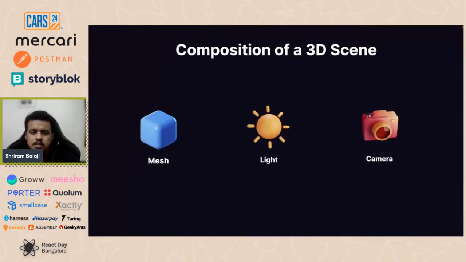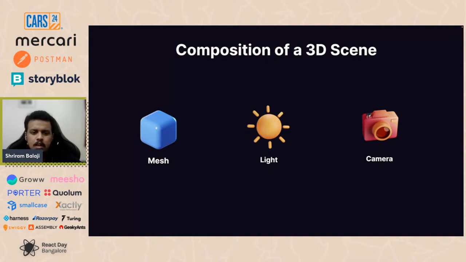But when it comes to a 3D scene, there are three important things: the mesh, light, and camera, right? Understanding what these are is fundamental to understanding 3D in general, and this is not specific to just the web. People in game dev may understand this better. But if you're into any 3D tooling or anything that requires you to work with 3D, a fundamental understanding of all these three things is important, right?